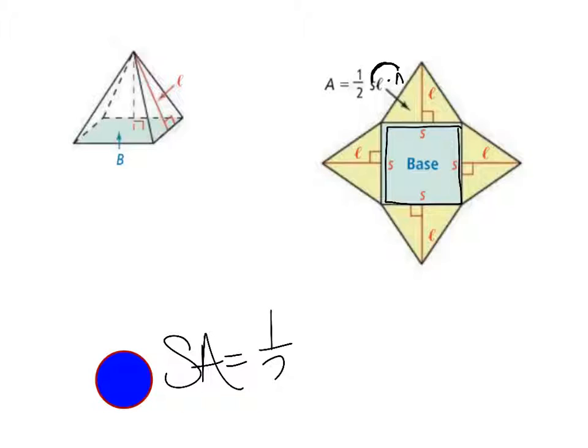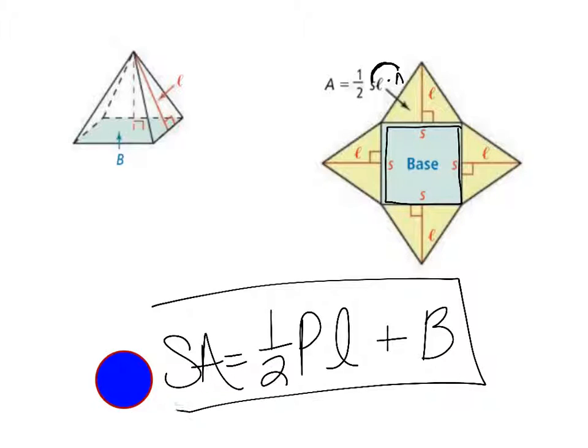It's 1/2 the perimeter, and then times the slant height, so I'll use a cursive L for slant height, and then I have to add in whatever my base is, but there's only one, so I put 1 capital B there. There's our formula for surface area of pyramids and cones.